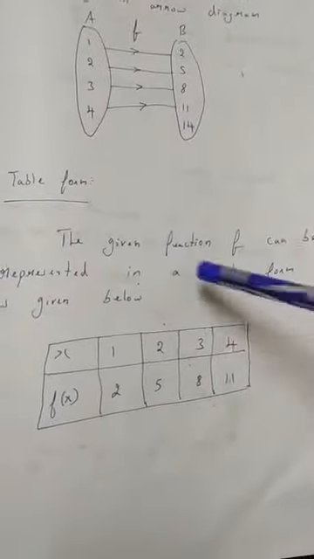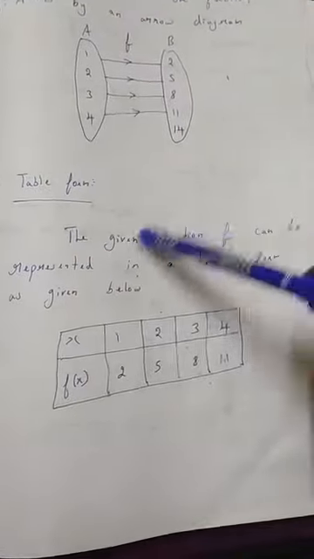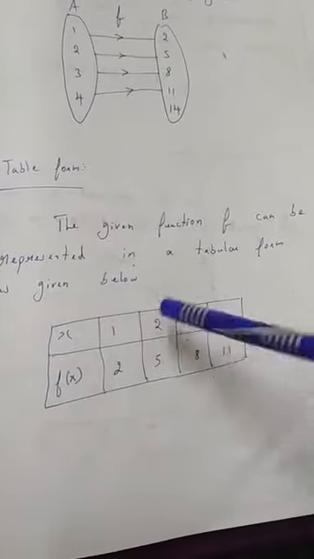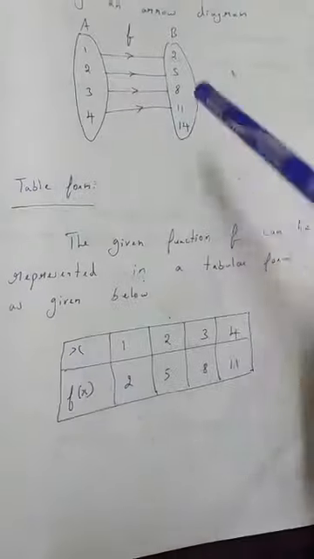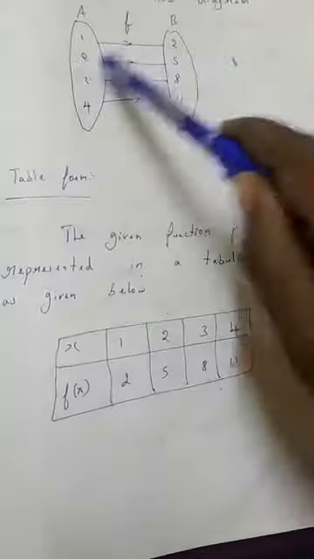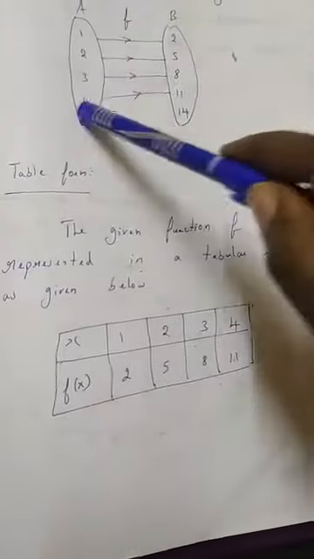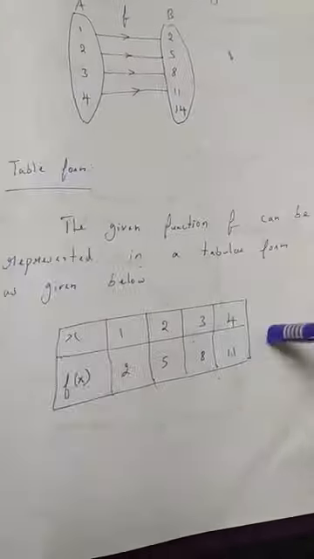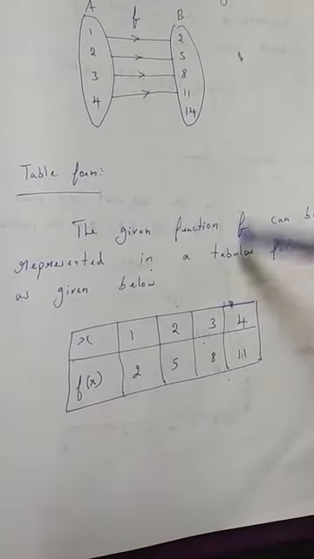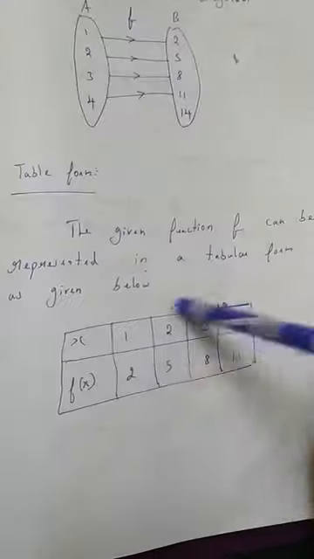And the next one is the table form. Table form is very simple. The same way, we have to write the statement: the given function f can be represented in tabular form as given below. We have two rows, x and y, where y is always called f(x). We write only the connected values. So 1 and 2, 2 and 5, 3 and 8, 4 and 11. No need to write this 14 here. In the table, only write the ordered pairs, only the connected values.